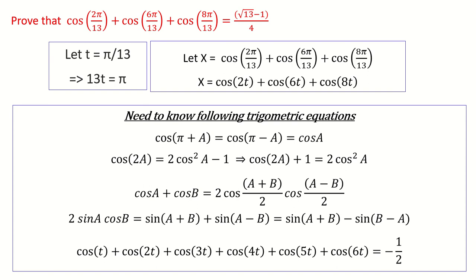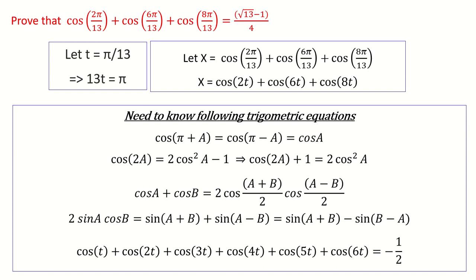And similarly for sine, 2 sin a cos b equal to sin(a plus b) plus sin(a minus b). Here the addition of two sines, that is sin(a plus b) and sin(a minus b), has become the product of sin a and cos b.